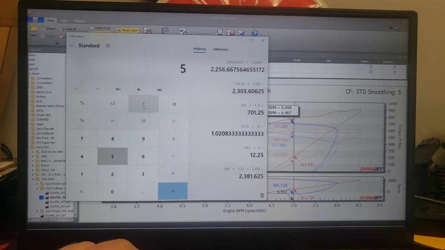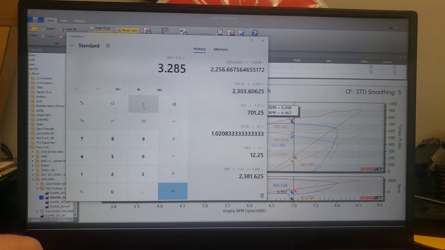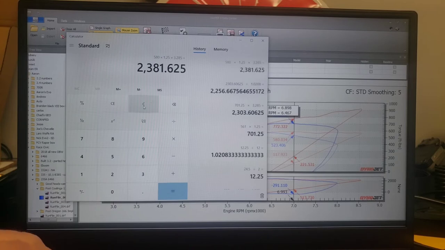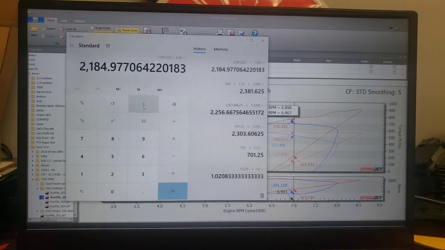Now we take the 580, do the same math, 1.25 times 3.285. In this case, it's about 1.09, 2184. So there's a little bit of discrepancy. Obviously, the tire height wasn't exact in either of these examples, but it gives you an idea of the relationship between tire size and reduced torque at the tire.